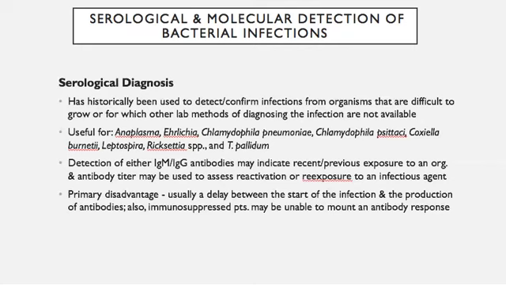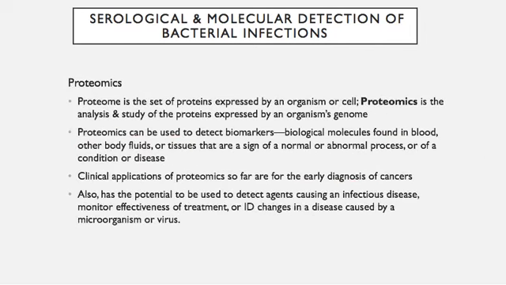The primary disadvantage to this test method is that there's usually a delay between the start of the infection and the production of antibodies. Also, immunosuppressed patients may be unable to mount an antibody response. So even though they may be infected with a certain organism, if they're immunosuppressed, their body's not going to produce antibodies that we would then be looking for, trying to detect in that test method.